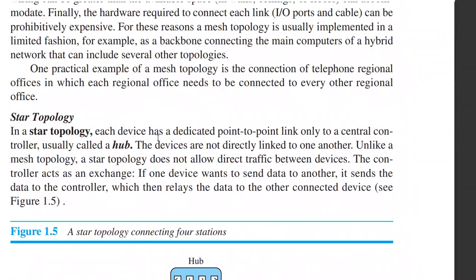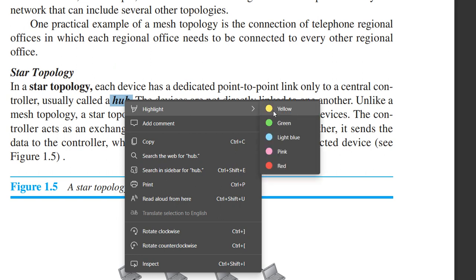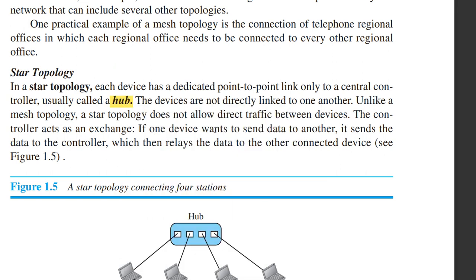So as I already showed in the diagram of the star topology, in a star topology each device has a dedicated point-to-point link only to a central controller. Usually we call that central controller a hub. The devices are not directly connected to each other, unlike in mesh topology, but are connected to the central hub. From the central hub, other devices are connected with the link.